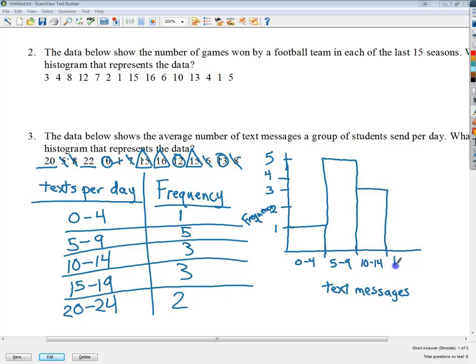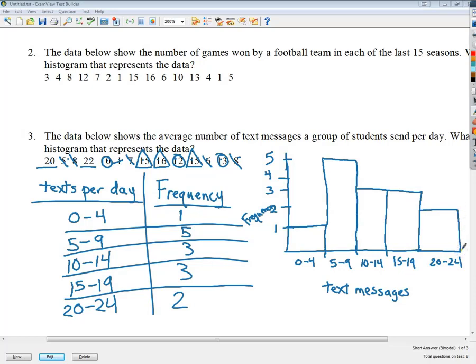And then 15 to 19, they're at 3 as well. And then finally 20 to 24, it only has 2.